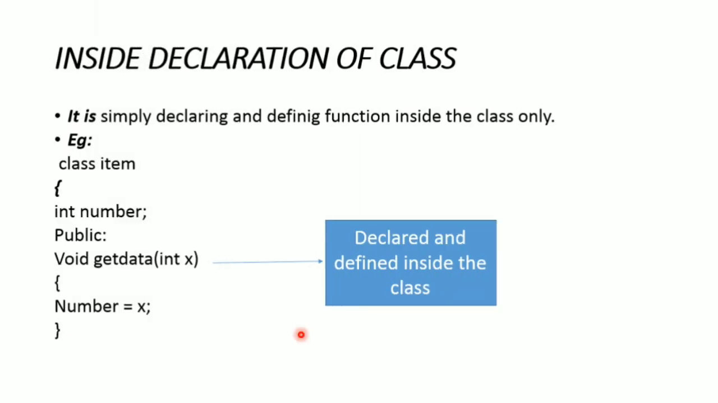And defining inside the class is quite simple. We normally define a function, that's it. We just write the name and define it inside the class. Here we declare and define inside the class.